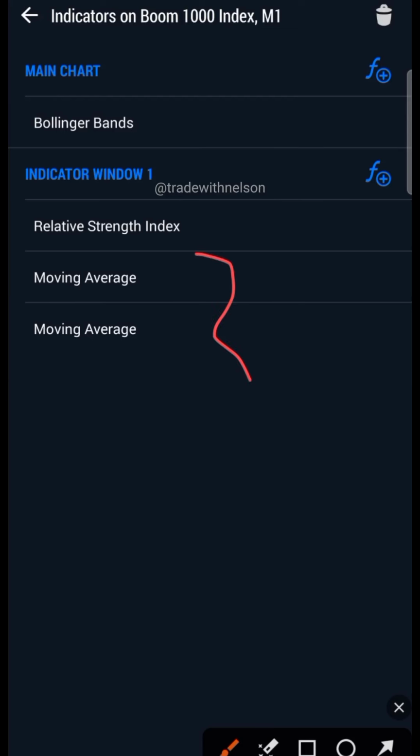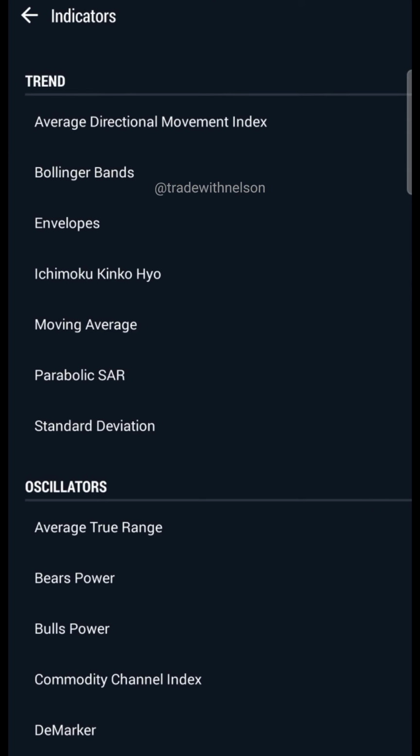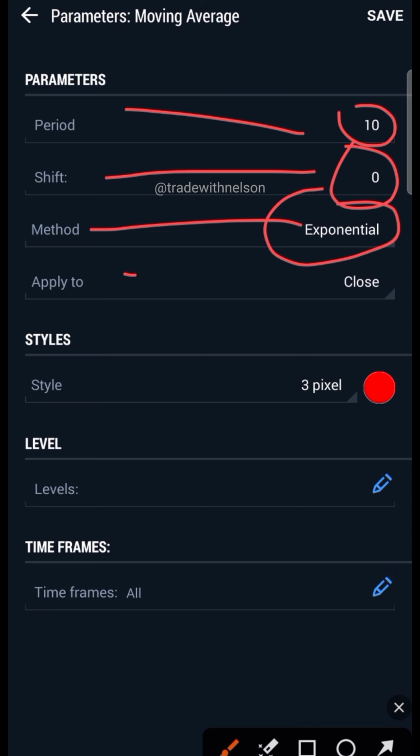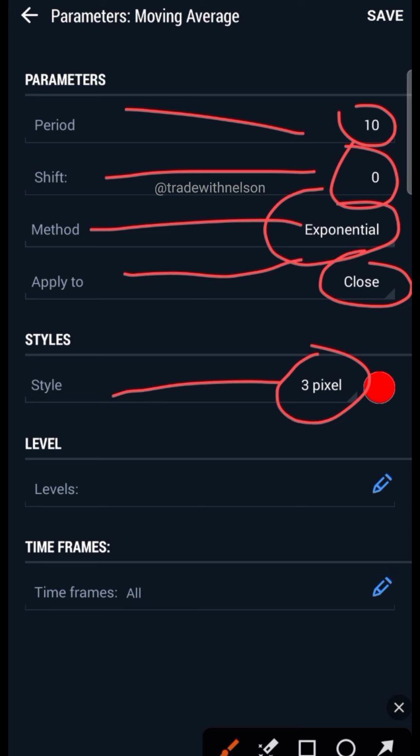To select these 2 moving averages, first thing you do is click on this F icon on the indicator window 1. If you click on that, this is moving average. Once you click on that, make your period 10, shift 0, method exponential, apply to close, style 3 pixel, and select a color of your choice, but here I am using red. Then after that, you click on save.